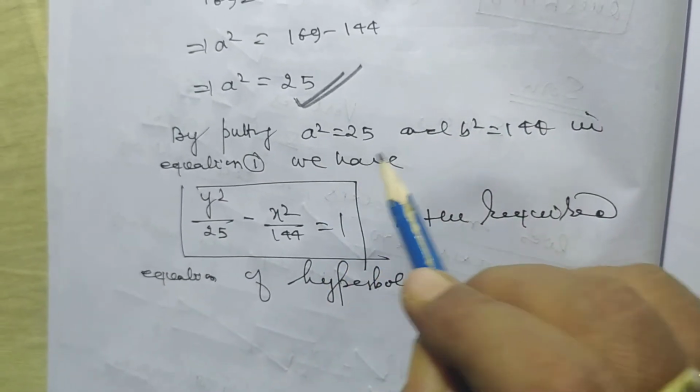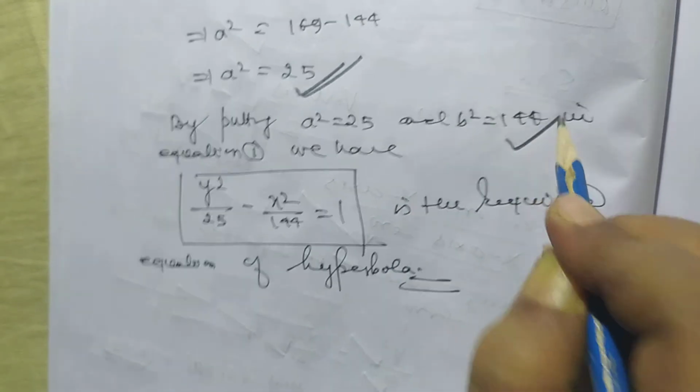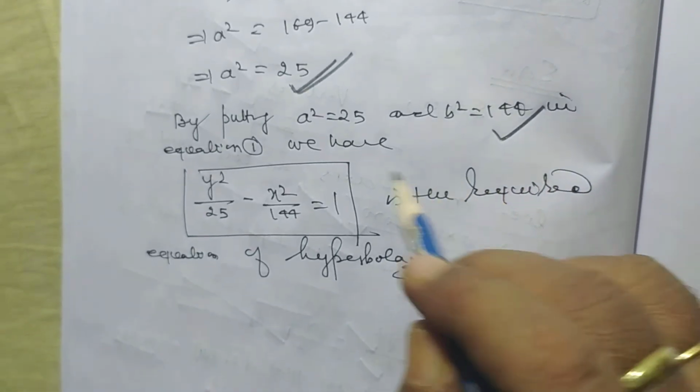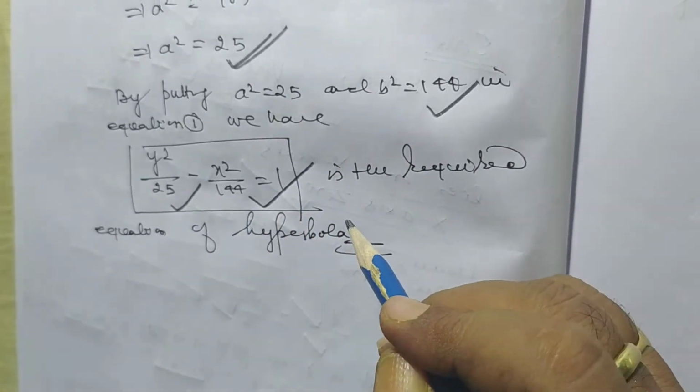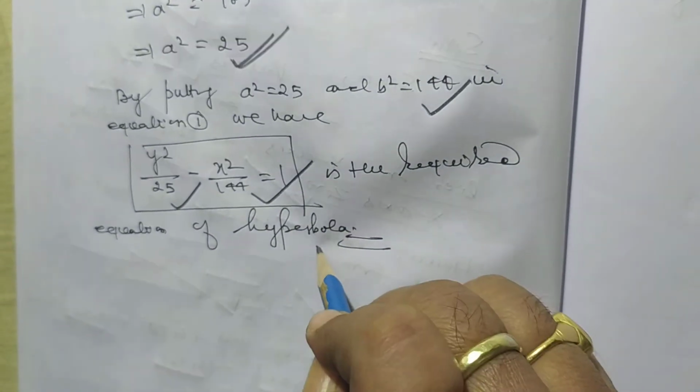Now by putting a square is equal to 25 and b square is equal to 144 in equation first, we have y square by 25 minus x square by 144 is equal to 1, which is the required equation of the hyperbola.